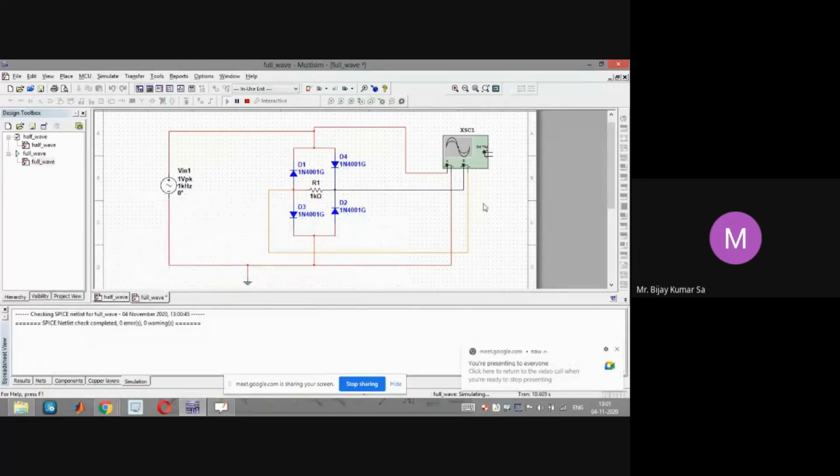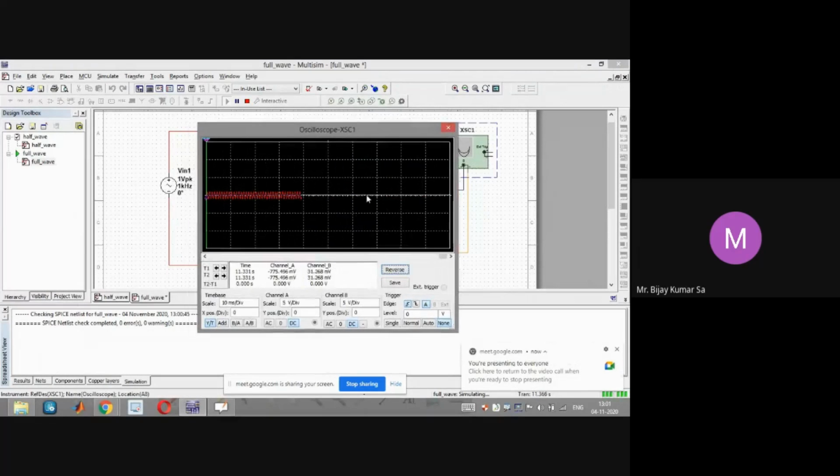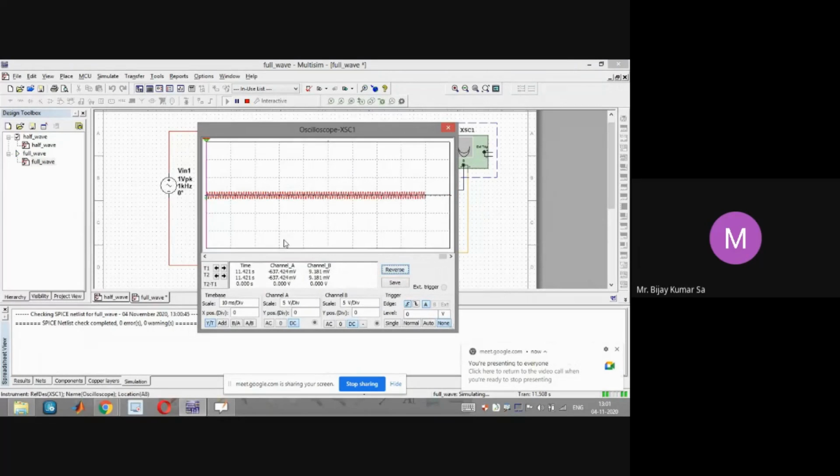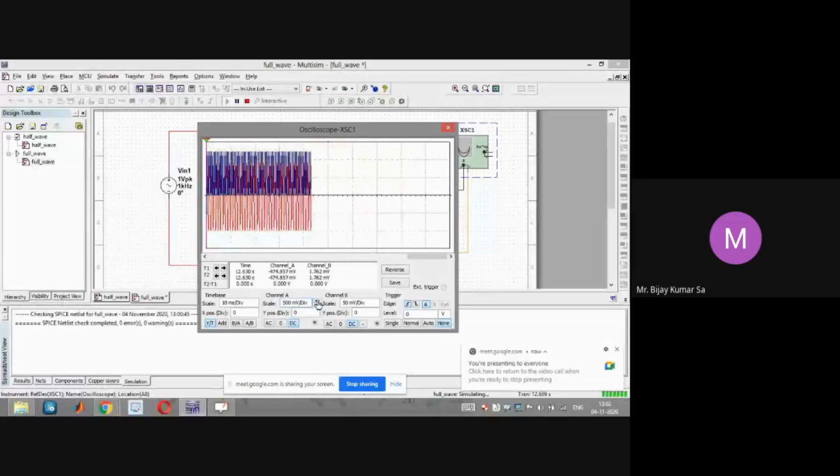Okay, so we'll run the simulation. We have run the simulation. Let us see the waveforms. I will reverse so that the background appears in white. I will decrease the volt per division so that it looks scaled up to the same amount. I will also change the volt per division of channel A.